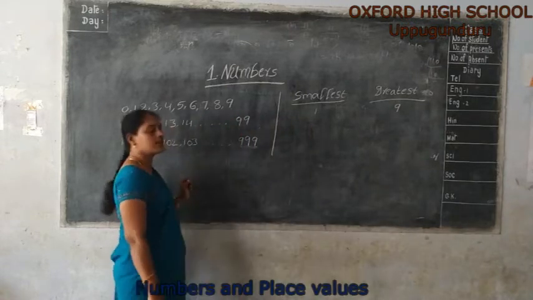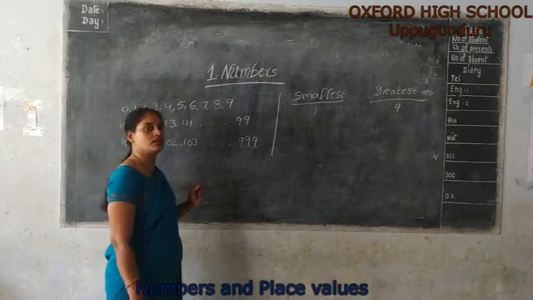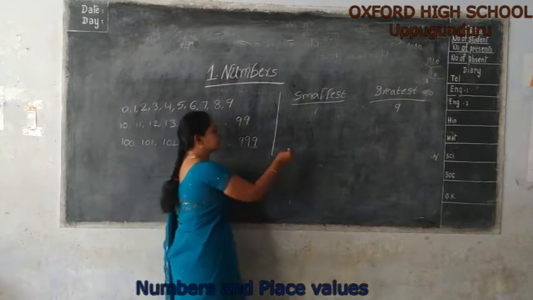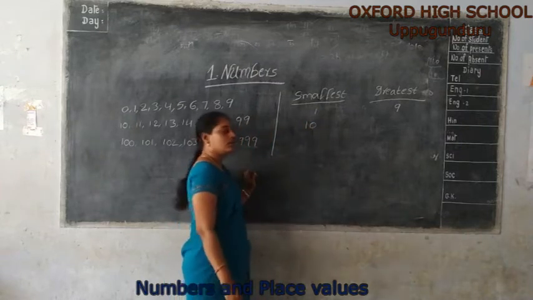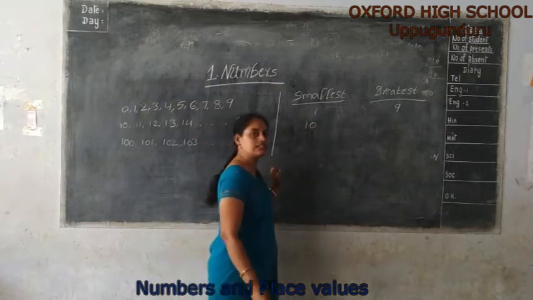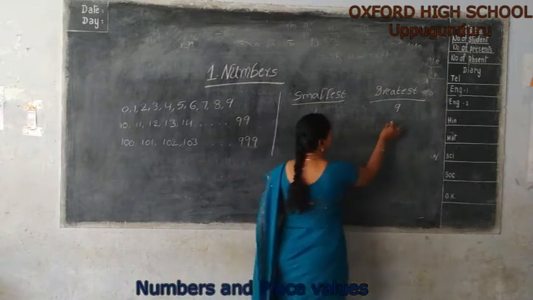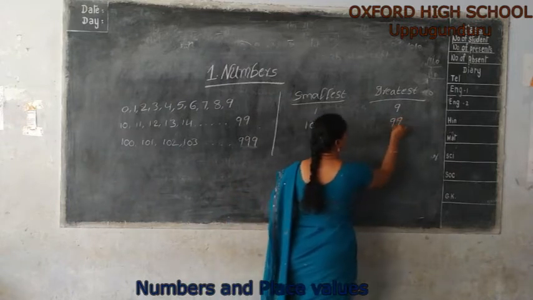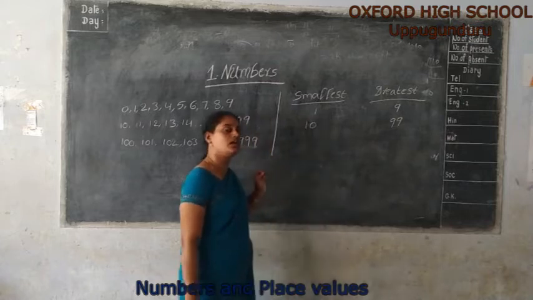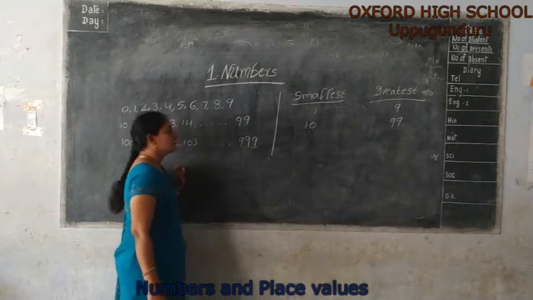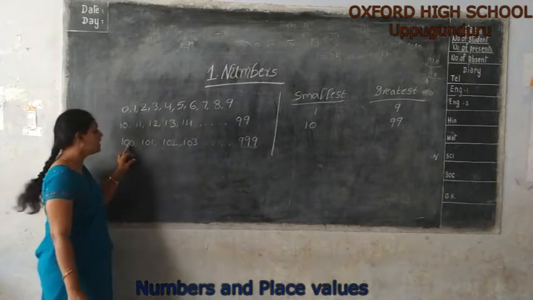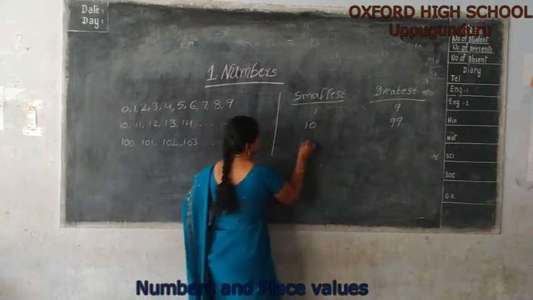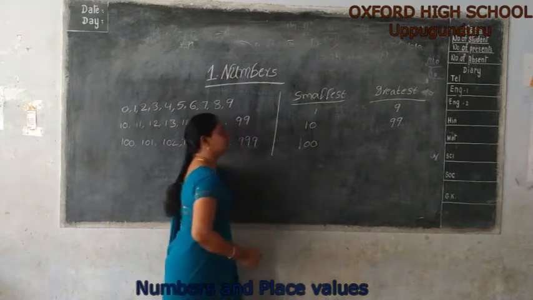Next, smallest two digit number is 10. Next, greatest two digit number is 99. Next, smallest three digit number is 100.